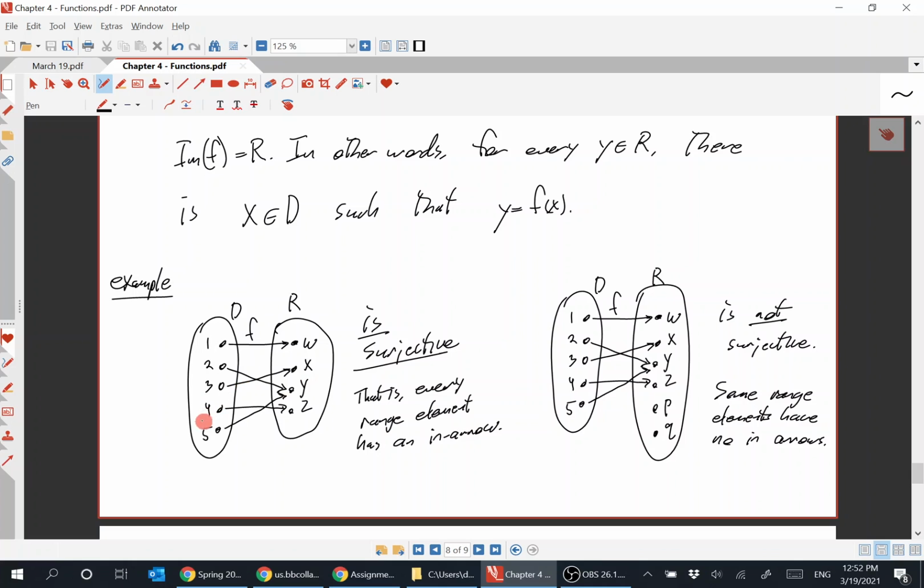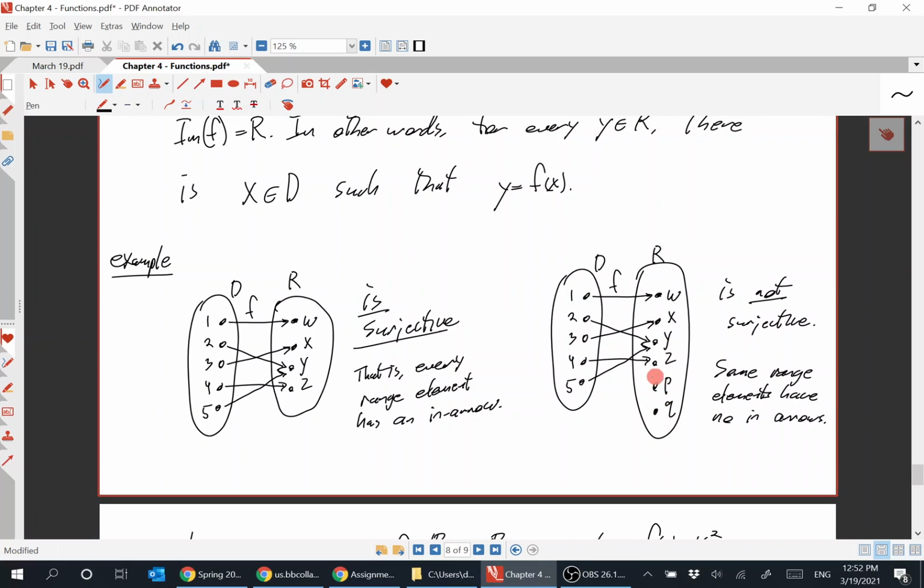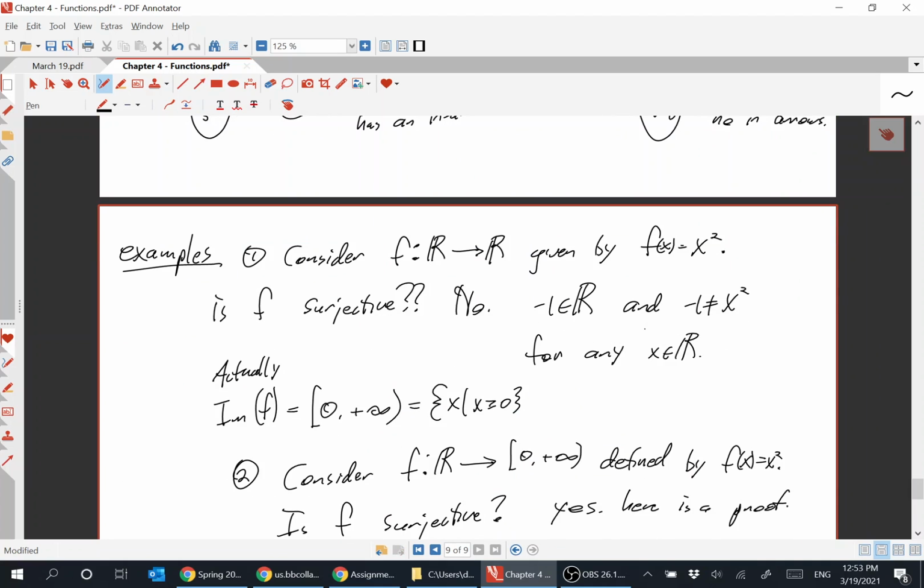So this function is surjective. Every range element has at least one arrow coming into it. Here, this function is not surjective because I have range elements with no arrows going into them. In calculus, all functions are surjective, essentially; the range is not allowed to have things like this. But in a more general sense, you can have that, because the image of the function is not always apparent.